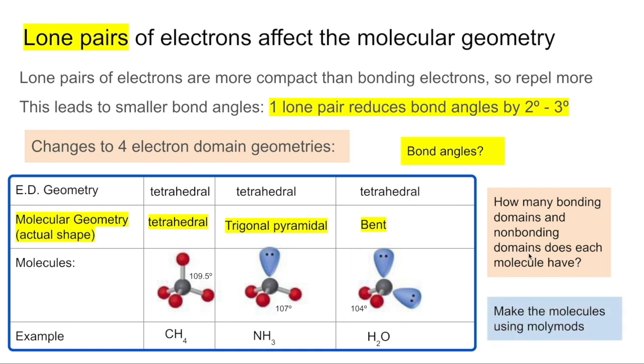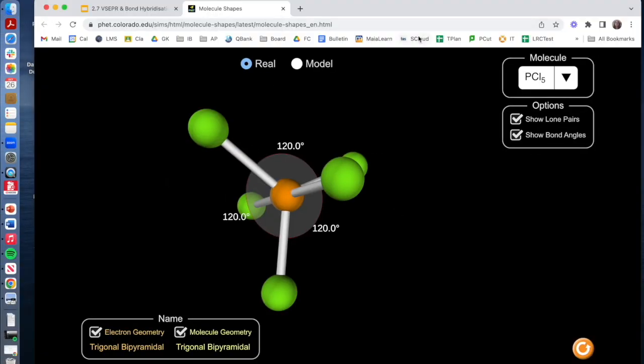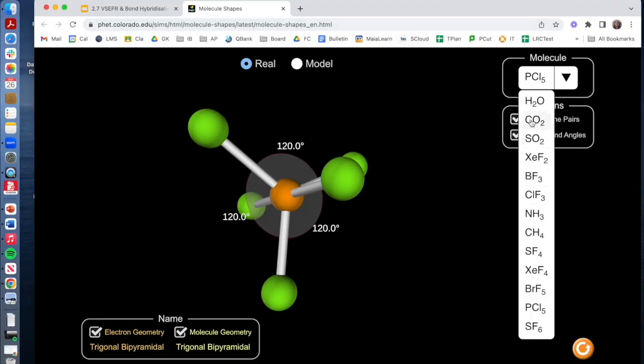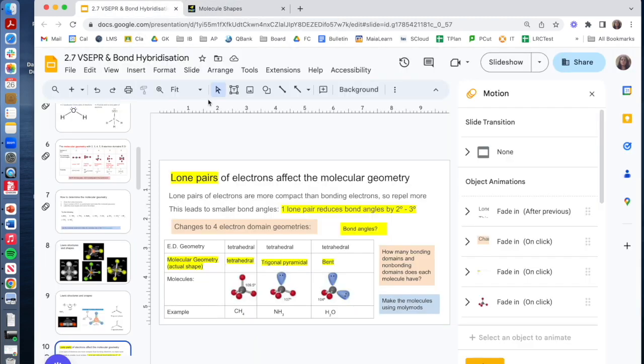You can make these molecules using the Mollymod molecular model kits, or you can go to the PhET simulation and have a look at them from there. So there, for example, is water, and you'll notice the bond angle, if you let it settle, is around 105.5, and it's because the lone pairs push the bonds together.